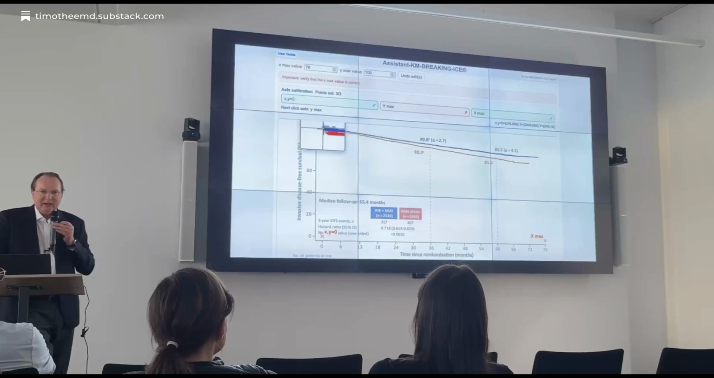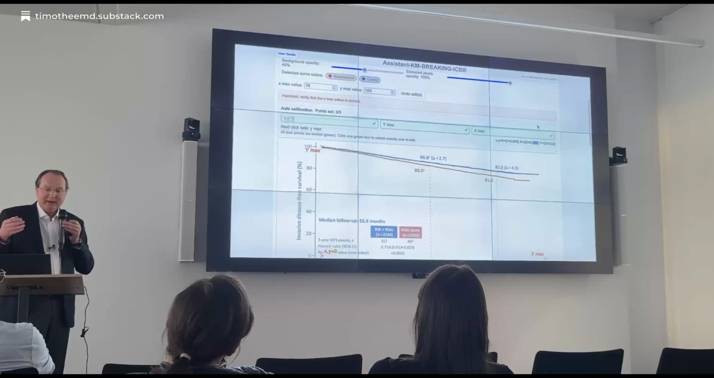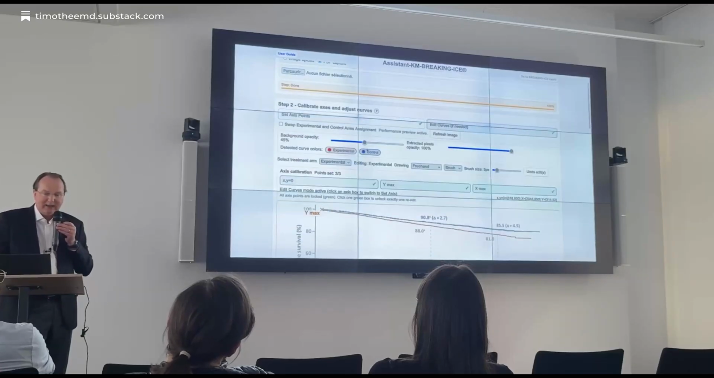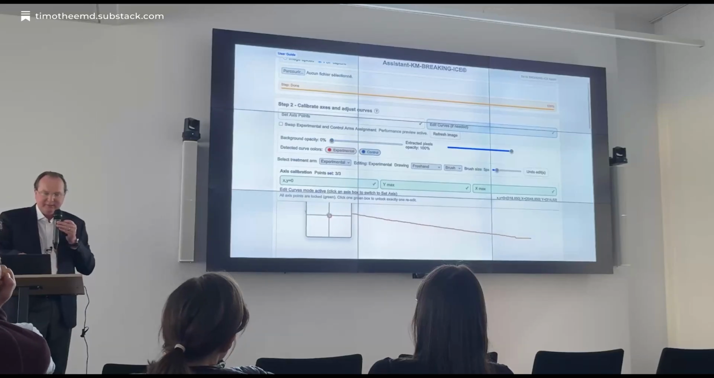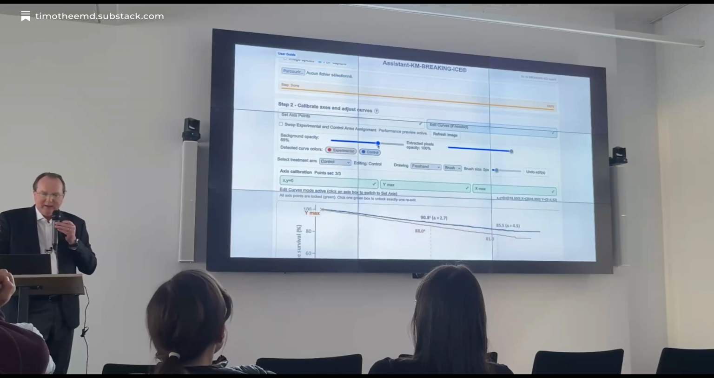You see, it was tricky. I have to train. It was not easy. And then you can verify. You can also edit curves and see if your curves are well drawn. You can use opacity. You can see the full curve. You can select the other arm to see if it's okay as well.